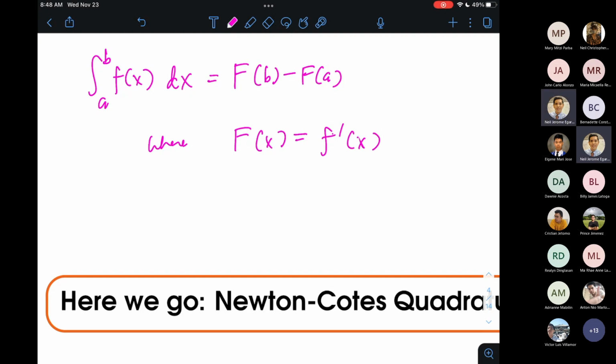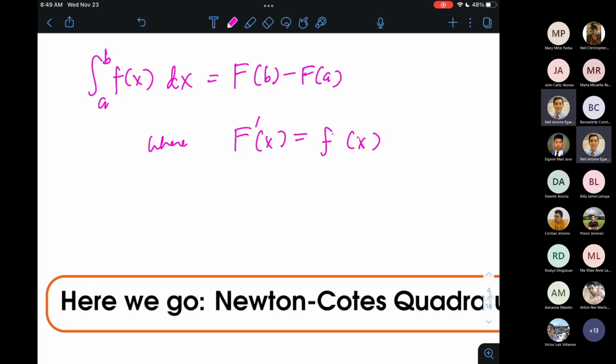So, yeah. Ang problema ay paano kapag walang closed form yung antiderivative. Ibig sabihin, you cannot find the antiderivative of little f na ma-apply mo yung second fundamental theorem. Okay. Yes, capital F prime equals little f.